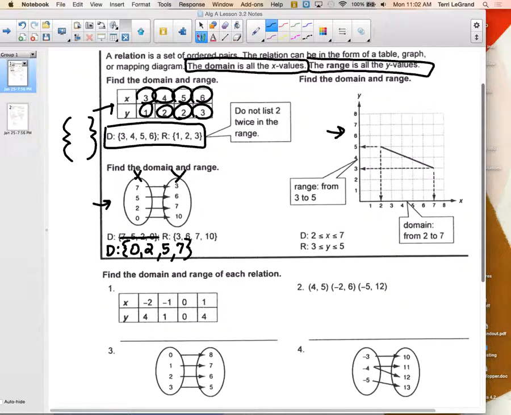Okay, so look at our next one when it comes from a graph. And what kind of a graph is that? Is that continuous or discrete? That's a continuous one, isn't it? It isn't just distinct points. There's a whole bunch of points on that line segment. So that's connected from one end to another.